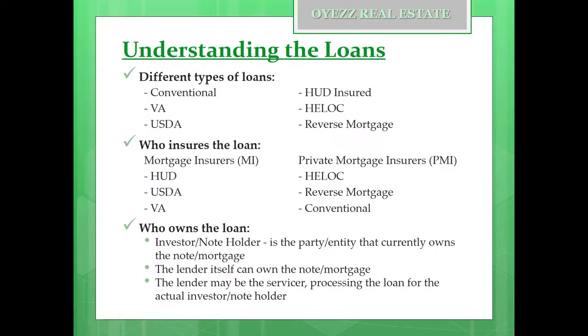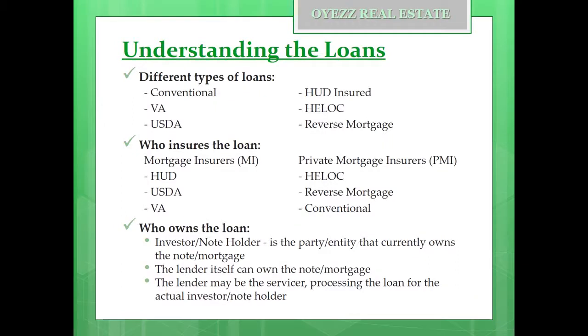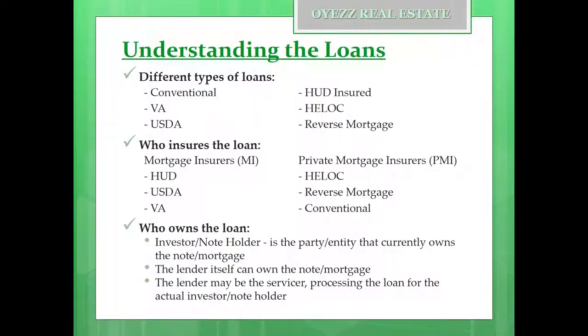If it's a mortgage insurance company, which I like to call an MI, that's going to be basically your government-backed loan. So it's going to be HUD that insures the loan, USDA, or VA. Conventional loans typically have what's called private mortgage insurance, and that goes along with HELOC loans and reverse mortgages. So you want to find out who insures the loan, and then you want to actually find out who owns the note. An investor is also called a note holder. It's going to be the party or entity that actually owns that mortgage note. The lender itself can actually own the mortgage note.